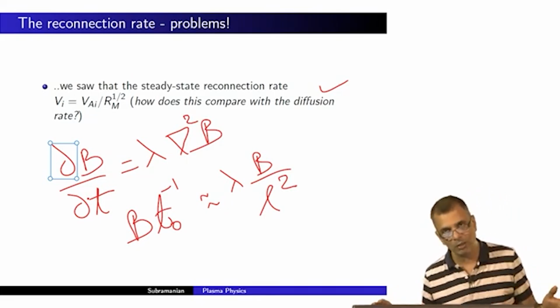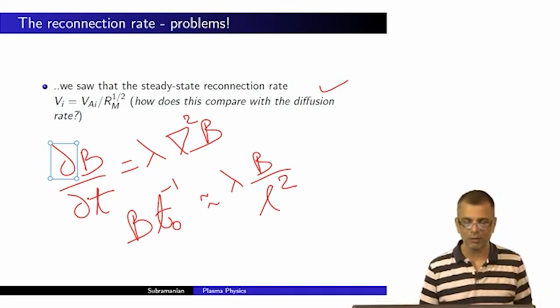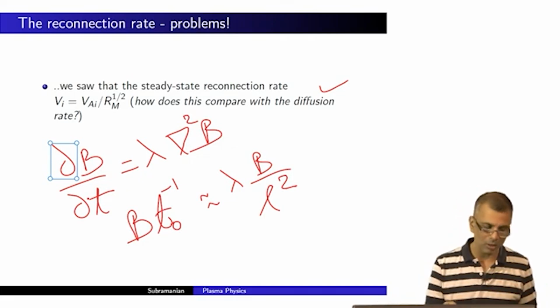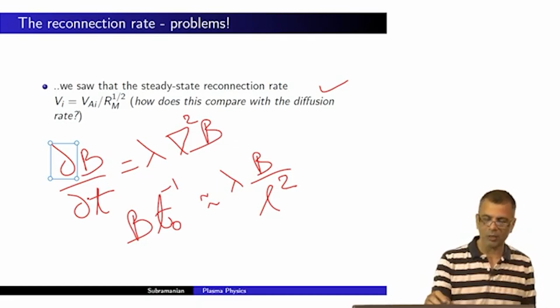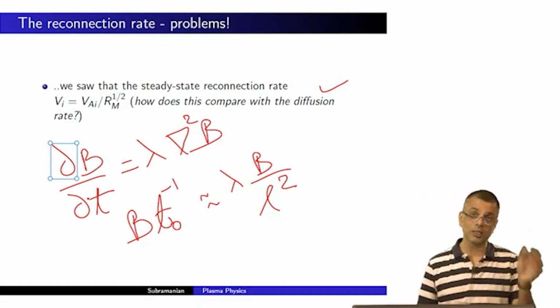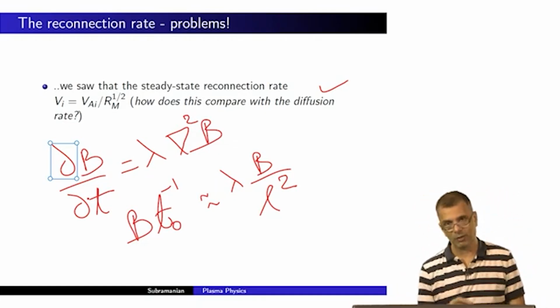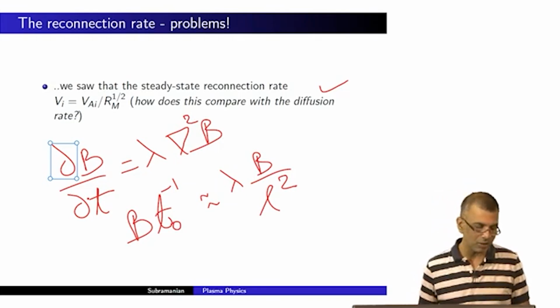Maybe you should invoke the macroscopic length scale. Okay, so I urge you to compare it with the diffusion rate. Turns out that the diffusion rate is always very, very small. The reconnection rate is substantially larger.